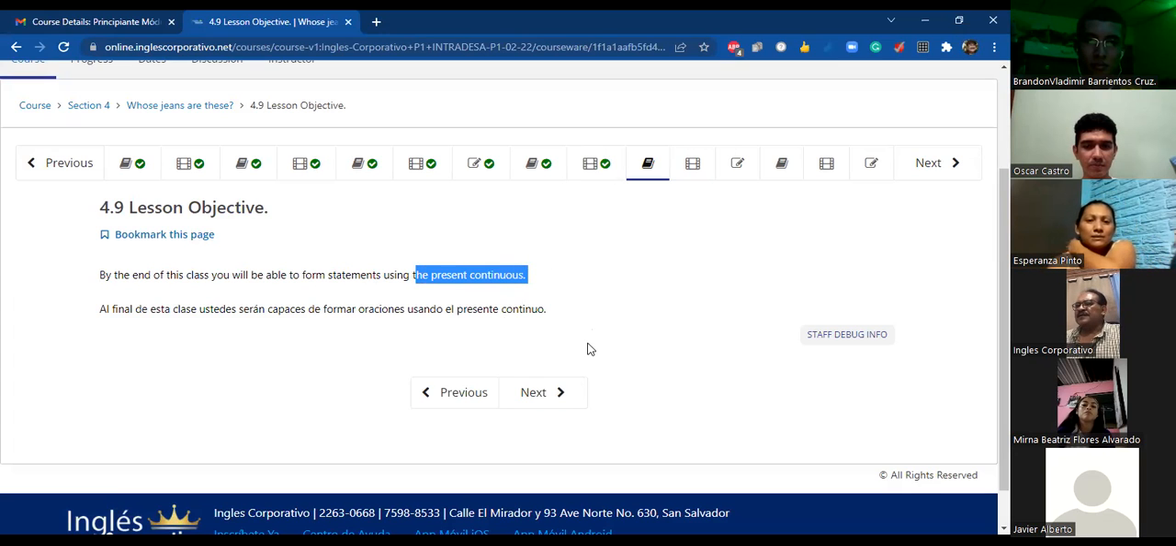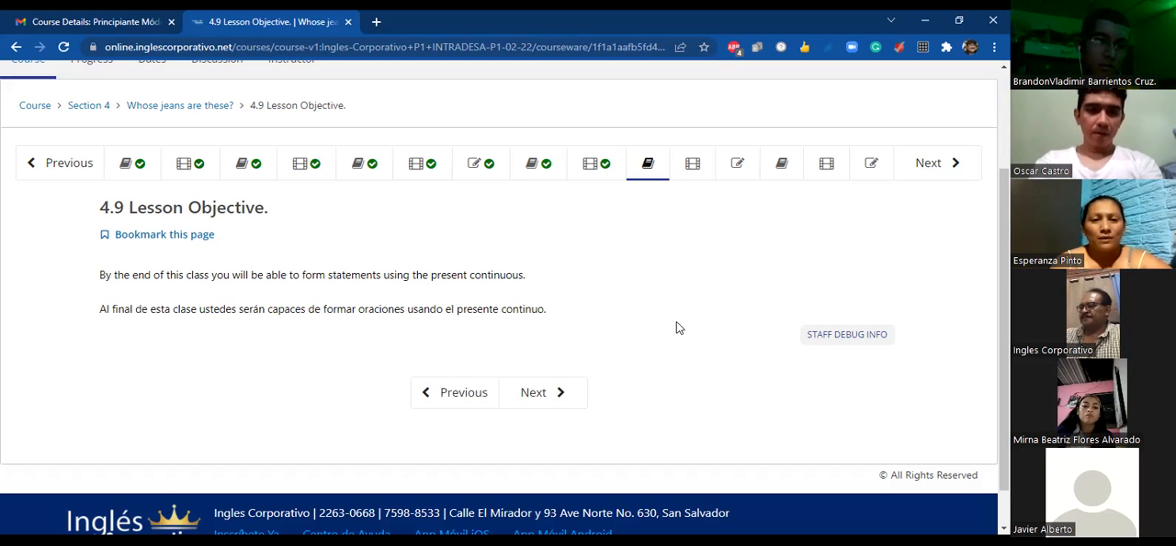Oscar, what is the present continuous? What is present continuous? An idea. Eso le viene a la mente con el present continuous. Like presente continuous, right? Algo que va a suceder o que vamos a hacer. No, pero sí que sucede, eso sí. Pero ¿en qué momento? ¿Pasado, presente o futuro? En un futuro. Present continuous.